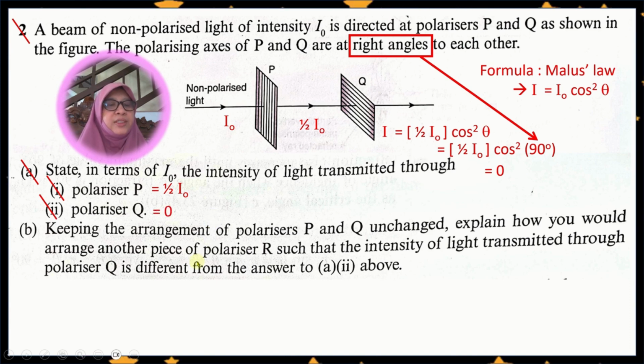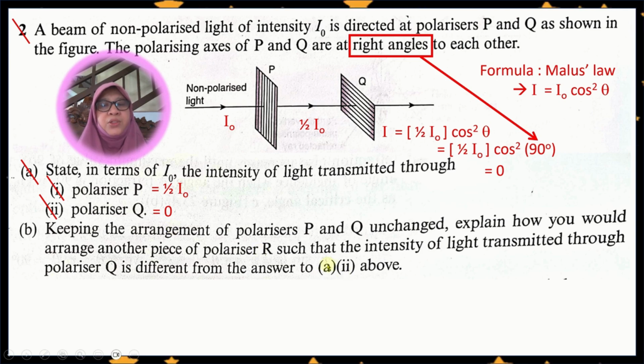Okay, now we go to question B. Keeping the arrangement of polarizers P and Q unchanged, explain how you would arrange another piece of polarizer R such that the intensity of light transmitted through polarizer Q is different from the answer to A2 above.